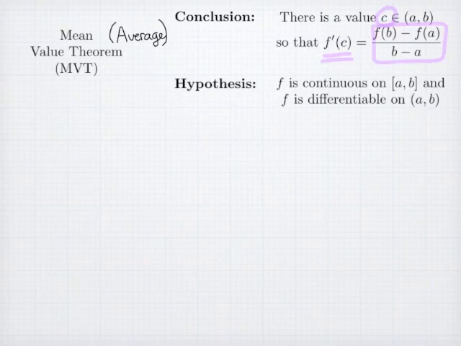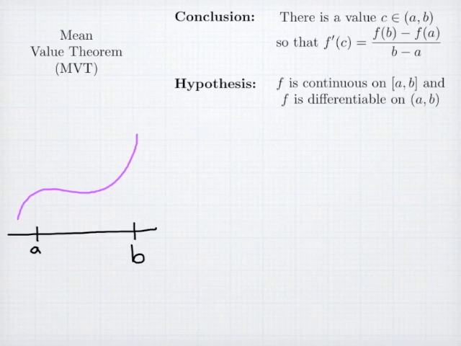In order to talk about an average rate of change, we must be talking about an interval. And so notice in the hypothesis, there is an interval. It's a closed interval from a to b, and I need to be continuous on a closed interval. In addition, I need to be differentiable everywhere between the points, and so the differentiability is required on an open interval. To illustrate how the mean value theorem is used, let's consider a function.